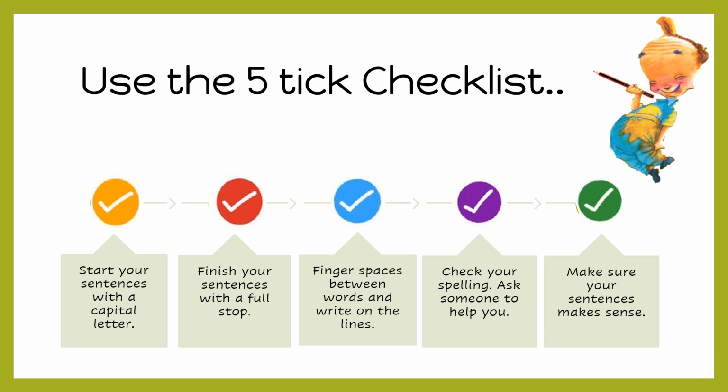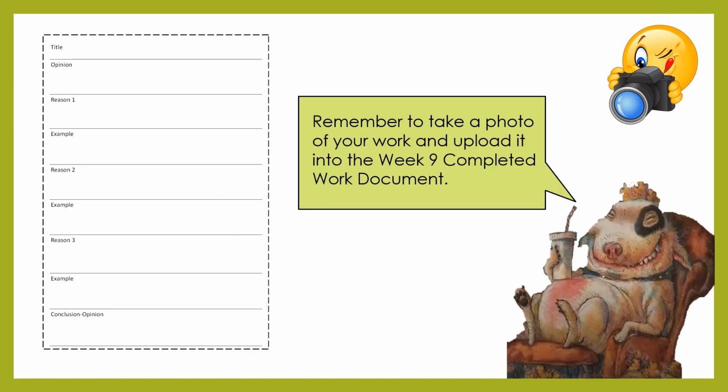Now, check your spelling. Now, you might not know how to spell everything, but if you don't know how to spell a word, circle it and go and ask someone to help you. Then finally, read it again or read it to someone else. Did you leave some words out? Does it make sense? So now you've finished your work and you've used my checklist. Time to get someone to take a photo of it and upload it into your week 9 completed work document.